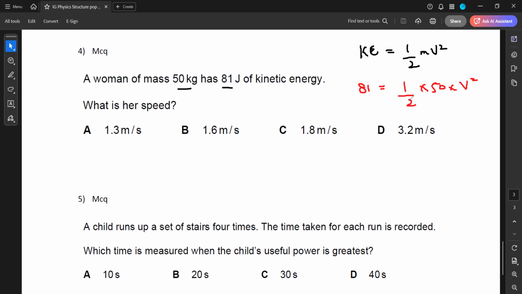If you simplify, 2 is divided on one side, so it is multiplied on the other side. It will be 81 multiplied by 2 divided by 50. That is v square, but we need v, so we'll take a root. 81 times 2 is 162. 162 divided by 50, and when you take the square root of that, you will get 1.8 meter per second. So C will be the right answer.